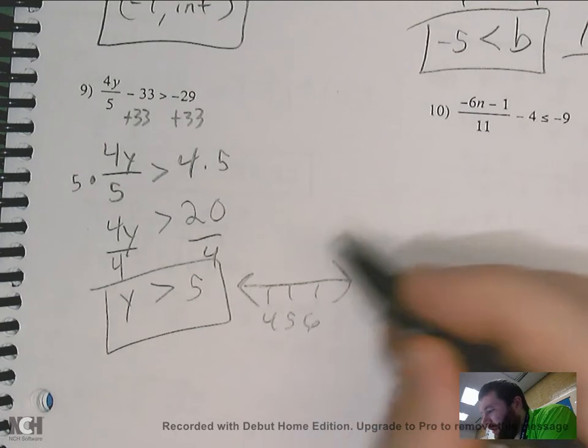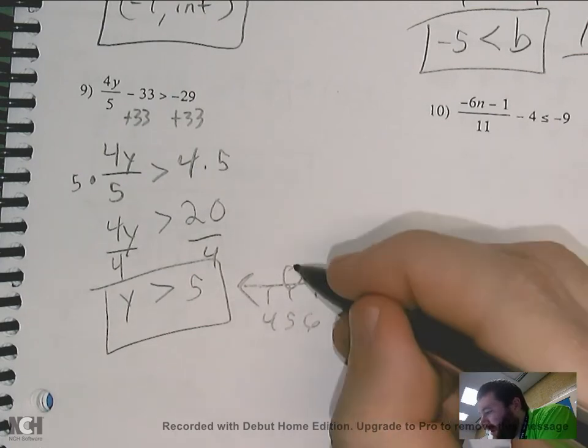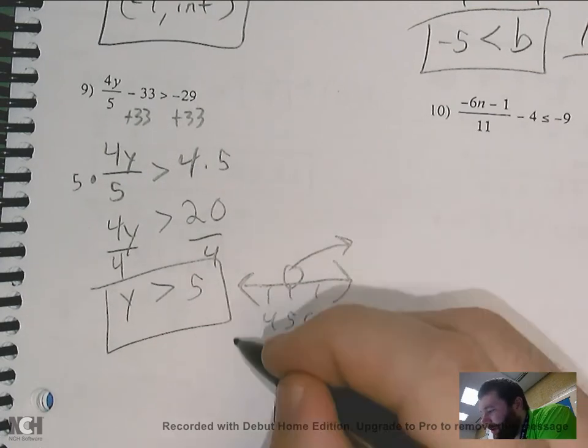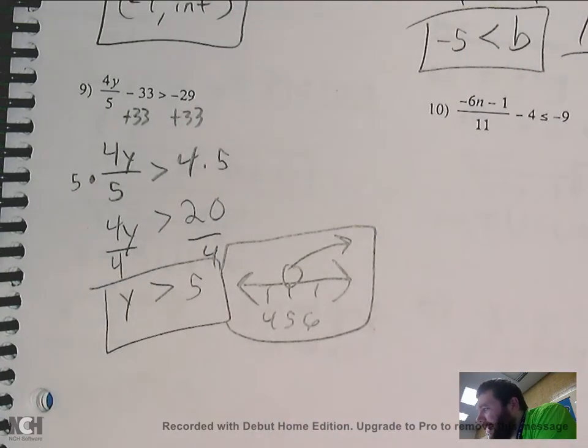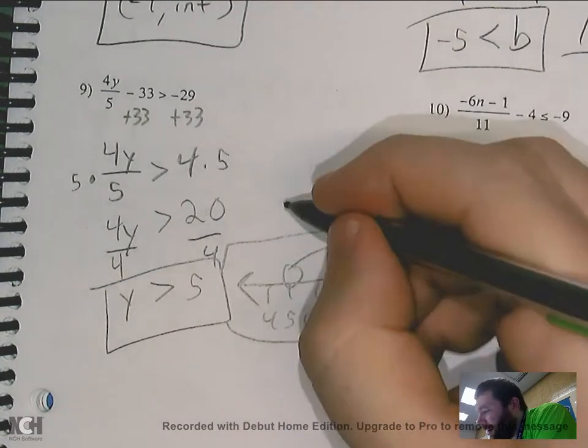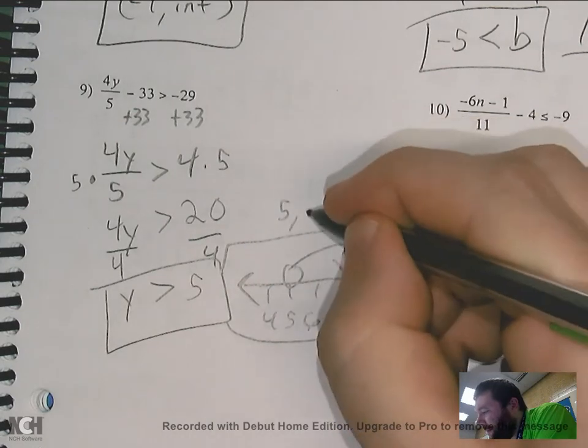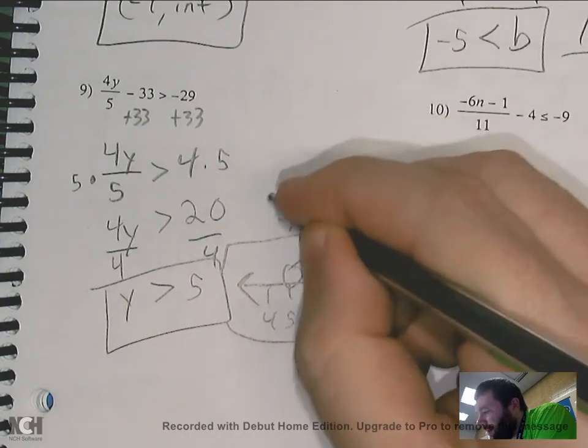Then we do our graph. 4, 5, 6. It's going to be an open circle, and it's eating the variable, so it's going to go to the right. Oh man, most all these are going to the right. Then least number is 5, greatest number is infinity, and parentheses on both.